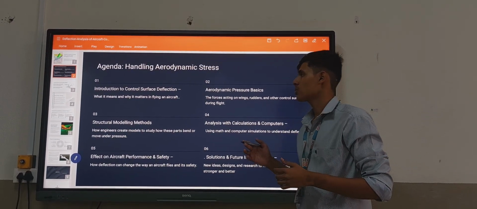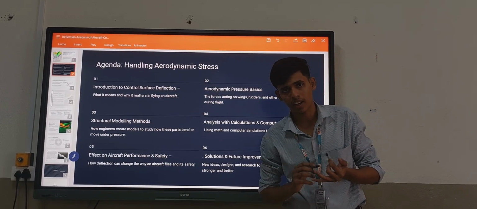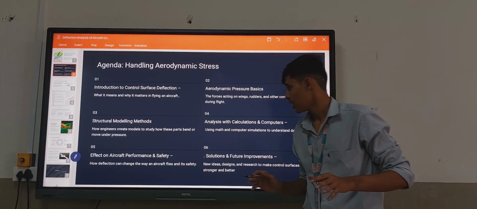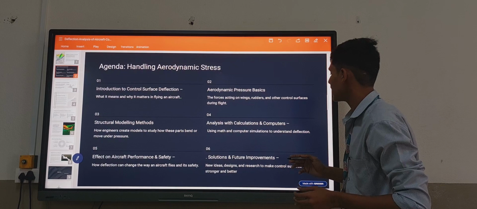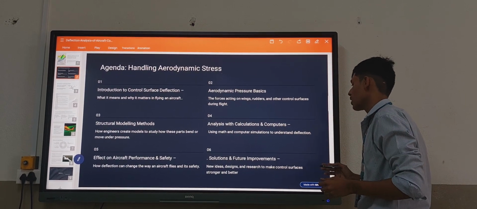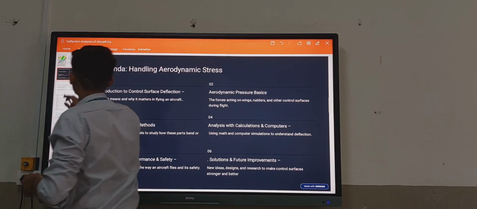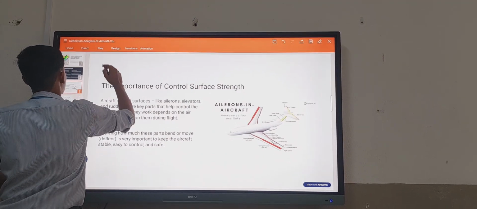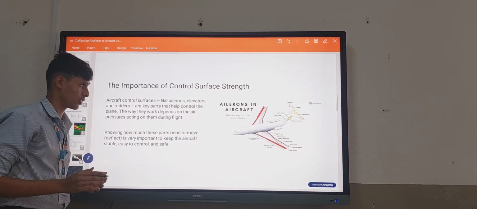We use wings and rudder. With the help of wing and rudder, we can move the airplane left or right very smoothly. And talking about the solution and the future importance: new ideas, design and research to make the control surfaces stronger and better. Then talking about the importance of the control surfaces.